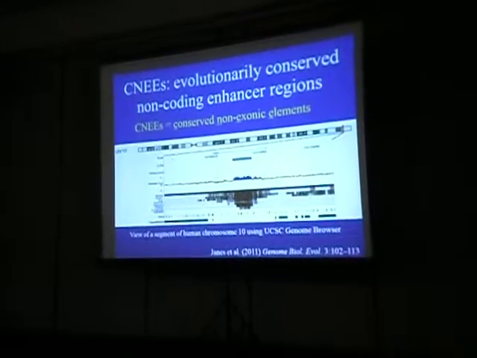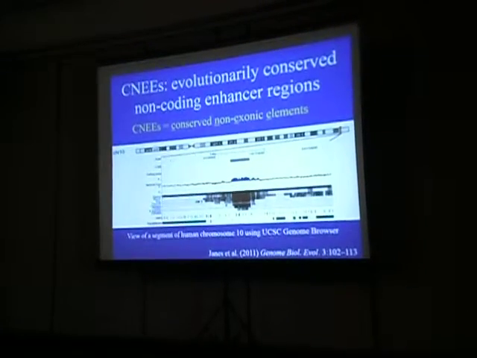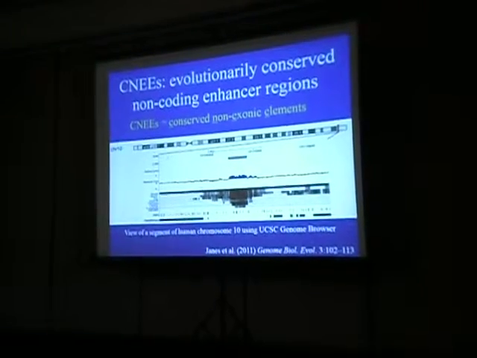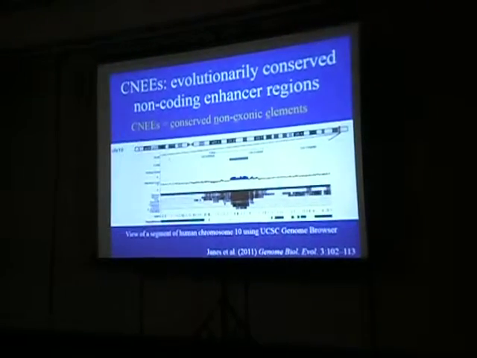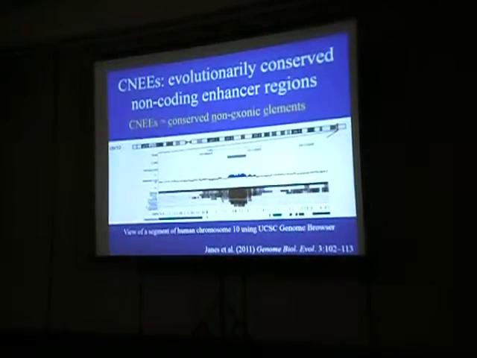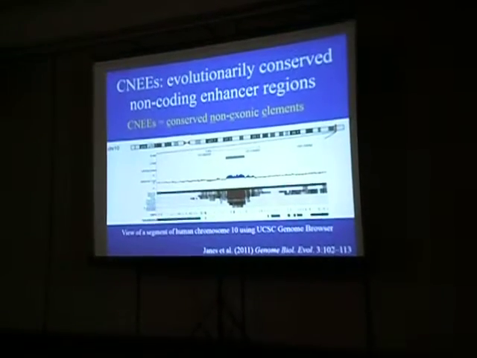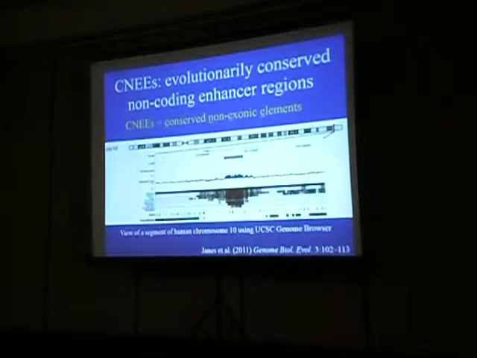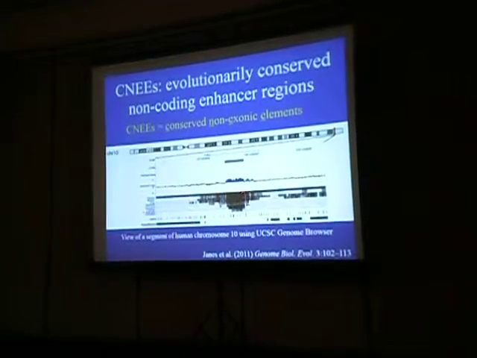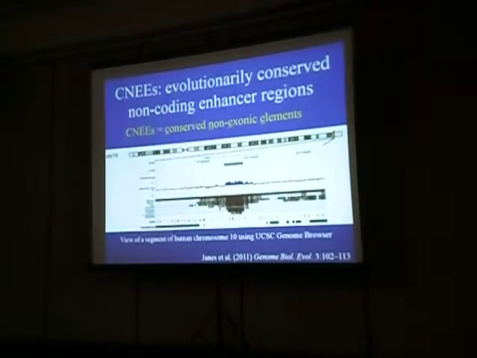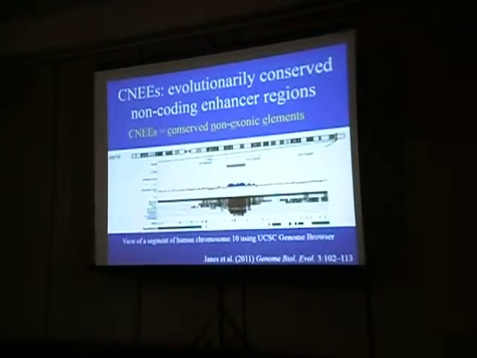In particular, we're going to talk about a class of elements called conserved non-exonic elements. These are elements that don't occur within genes, but are highly conserved nonetheless. You can see here this alignment going from mammals all the way down to zebrafish. This element here is about 2 kb, highly conserved. These are very likely to be regulatory elements that are influencing the expression of nearby genes.